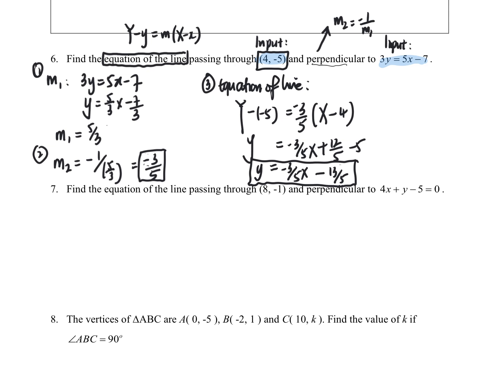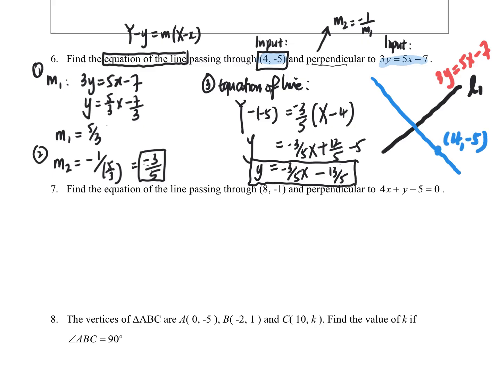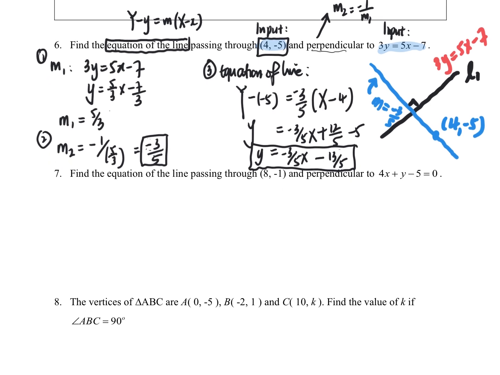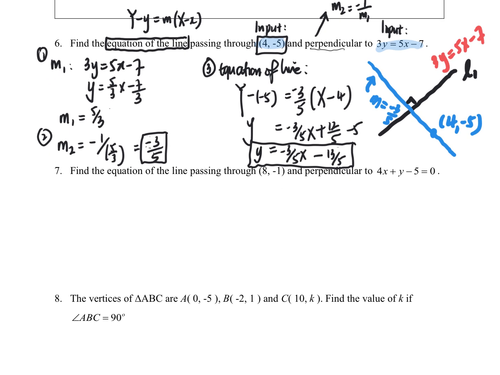Visually, how does it look like? This is my line 1, right? Which they tell me that the equation is 3y equals 5x minus 7. So I'm trying to find this perpendicular line, which I know passes through this point. Okay, and then the gradient, I just found it to be minus 3 over 5. So what we are doing is not finding that line, but finding another line that is perpendicular. Okay, so same thing, repeat the same process. So the input is always the fixed thing.